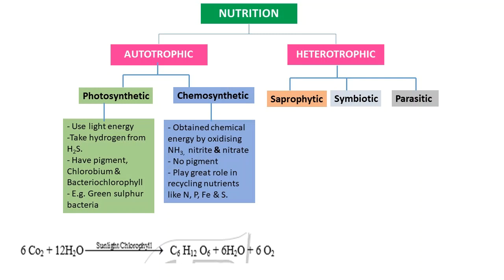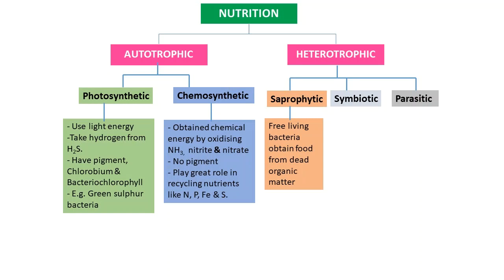So coming to the next, the heterotrophic mode of nutrition. In the heterotrophic mode of nutrition, we are going to take the first type, which is saprophytic or decomposers. As we know already, decomposers or bacteria, they are the best decomposers, we can say. They decompose the dead bodies, the free living bacteria, they obtain the food from dead decaying organic matter. They are called the saprophytes or decomposers.